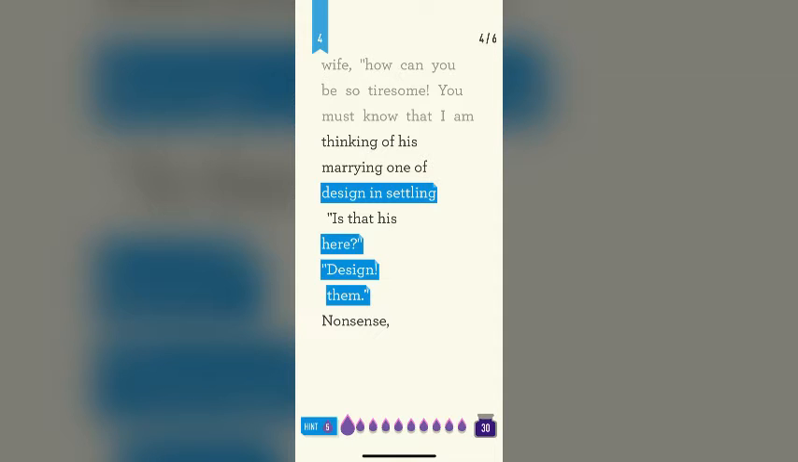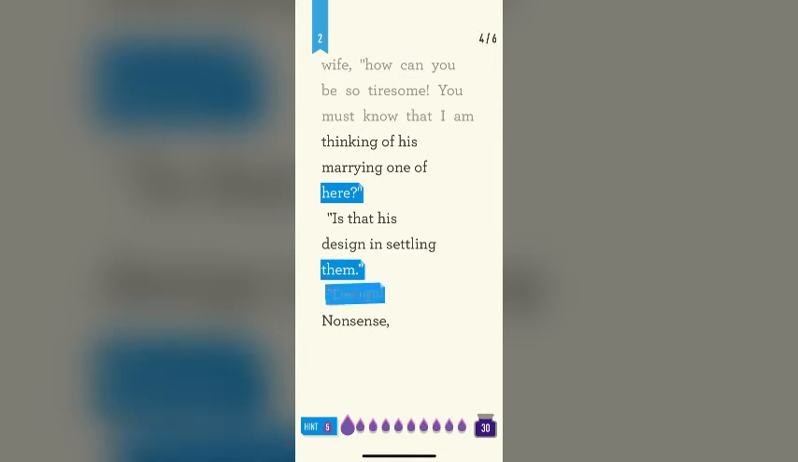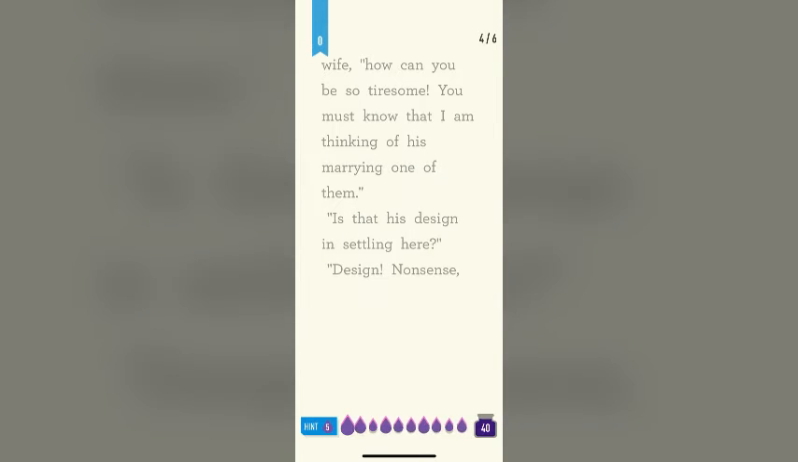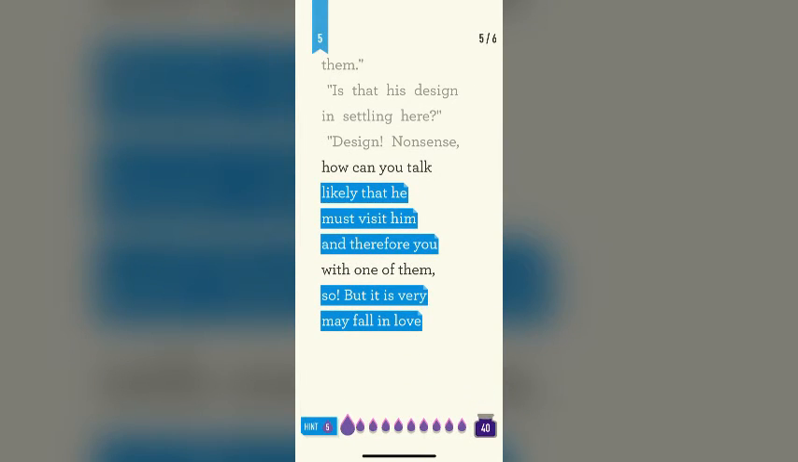One of his... Is that his? Is that it? Let's see, let's swap these two. Okay, so I just got kind of lucky in the previous one.